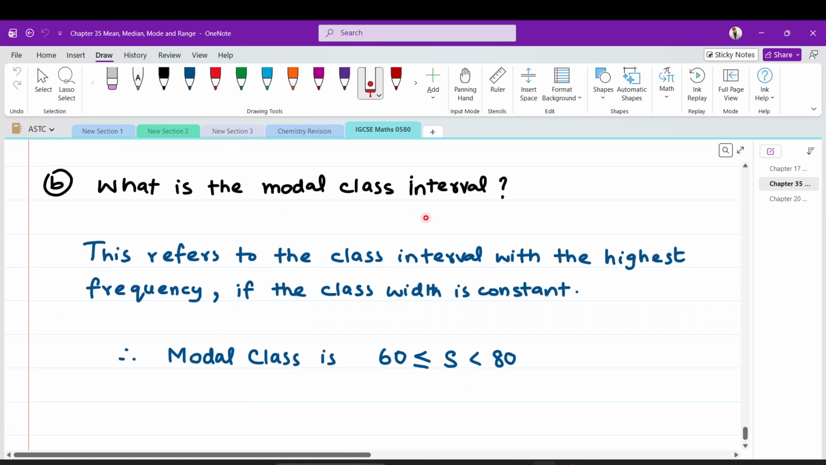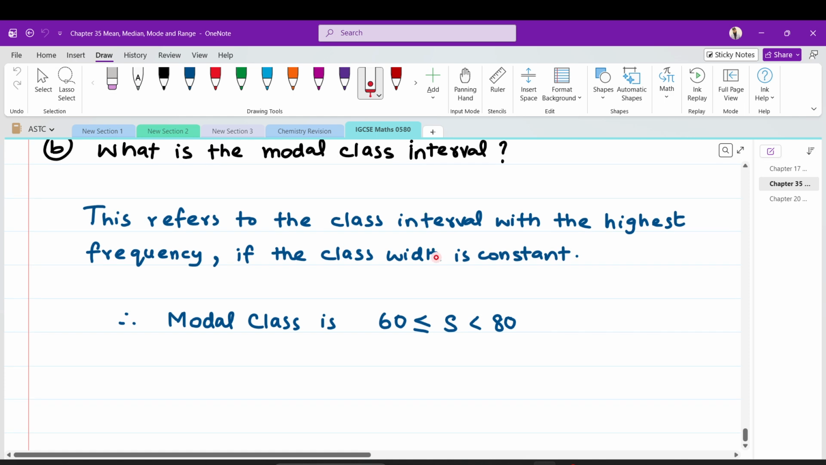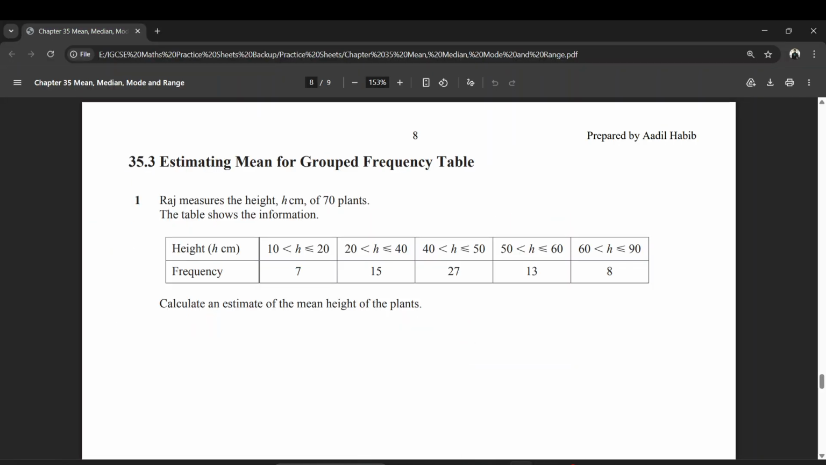All right, so let's move to our practice sheet now.